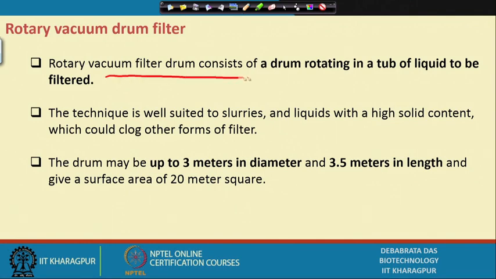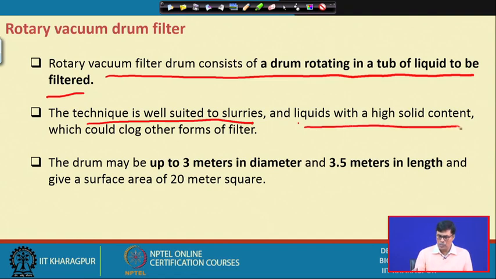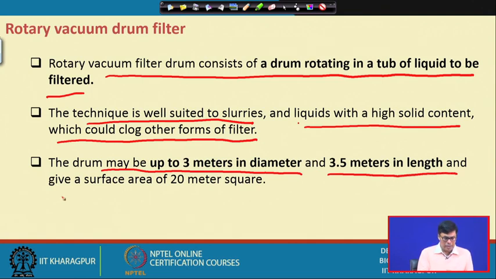A rotary vacuum filter consists of a drum rotating in a tub of the liquid to be filtered. The technique is well suited for slurry and liquid with large solid content, that could clog other forms of filters. The drum is made up of 3 meter diameter and 3.5 meter length, and gives a surface area of 20 meters square.